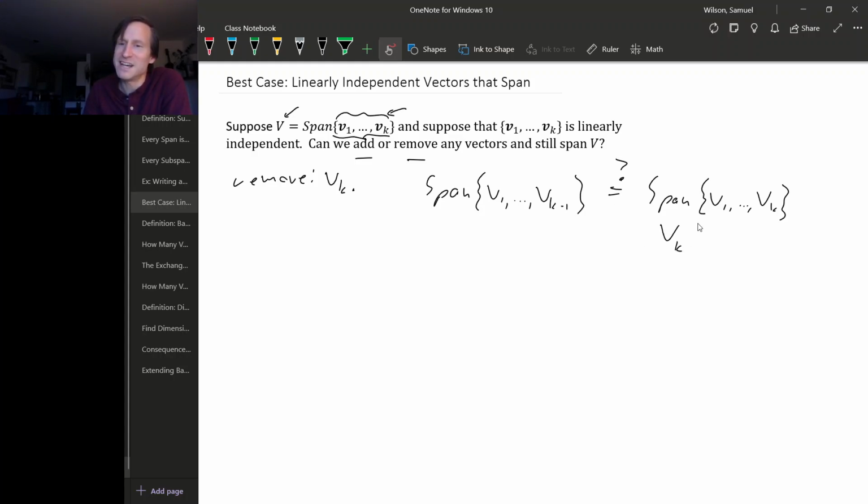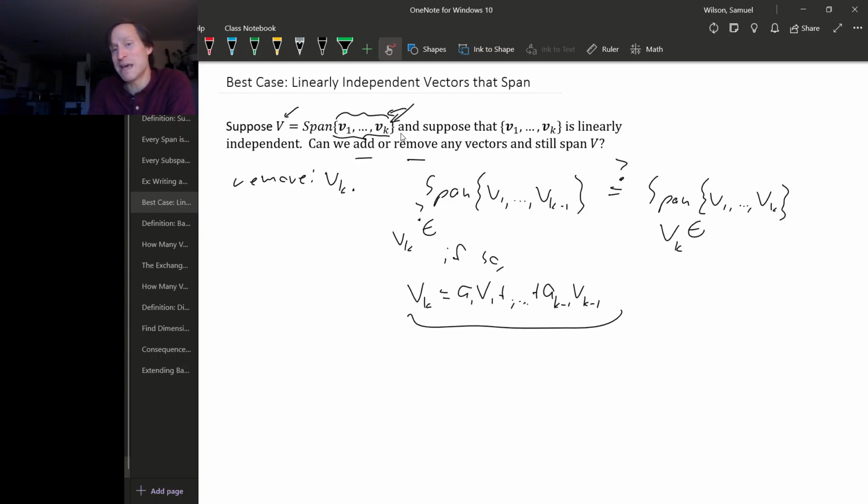Well, v sub k is definitely in the span on the right. So the question is, is it possible that v sub k is in the span on the left? If this were the case, that means v sub k would be a linear combination of v sub 1 through v sub k minus 1. But this would mean that the original collection was linearly dependent, right? This is a linear dependence relationship. And we assumed at the very beginning that all of our v's were linearly independent. So v sub k can't be in the span of v sub 1 through v sub k minus 1 because of linear independence. So no, this can't happen. And that means that these aren't equal, because there's a vector in the one on the right that isn't in the span on the left. So if you have a span of linearly independent vectors, removing one of those vectors changes the span.